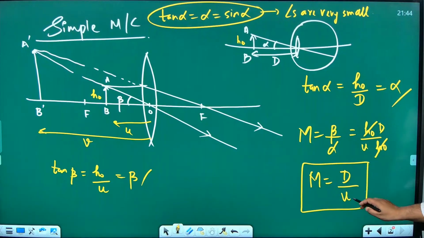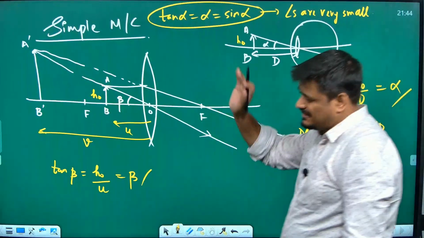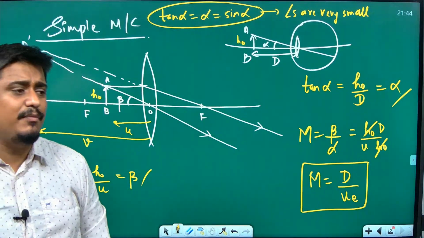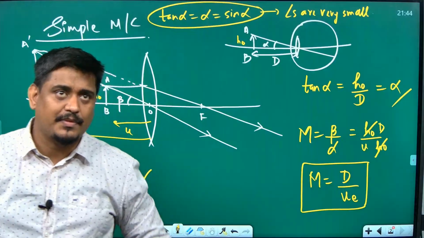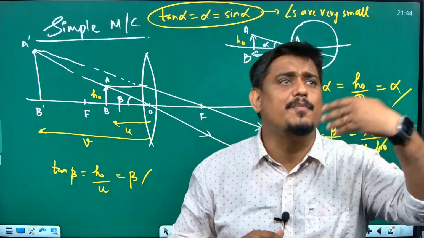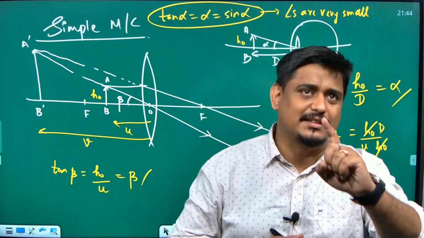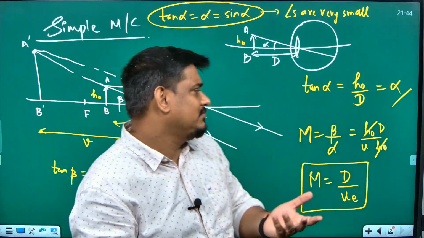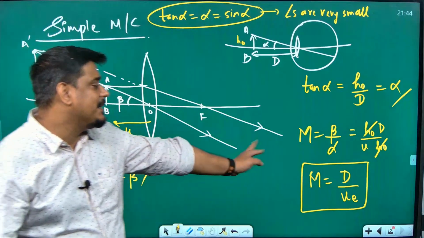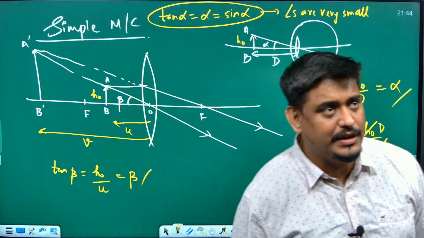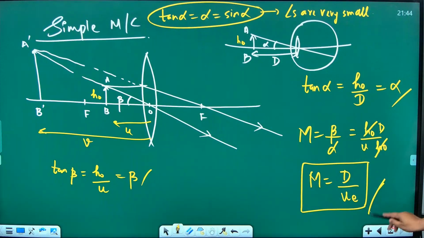Some books will also write UE, telling this is eyepiece. Basically, since there is no single lens, we cannot say very boldly it is eyepiece or objective. When we have two lenses, the lens near the eye is called eyepiece, lens near the object is called objective. But there is only one lens here. The lens is near the object also, the lens is near the eye also. So we can call both UE and UO, but some books will write D by UE. So magnification of a simple microscope is D by UE. Copy this formula fast, D by UE. Make it fast, please.